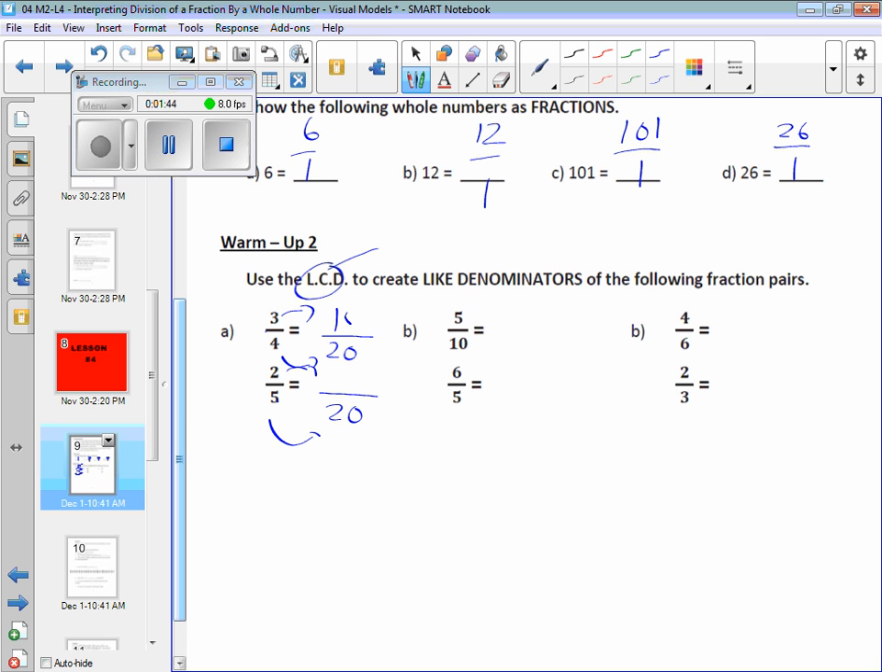Good. It is 2/5. Okay, great. Here's one of those cases where the LCD is not 50. You'll get a common denominator that's not the lowest.